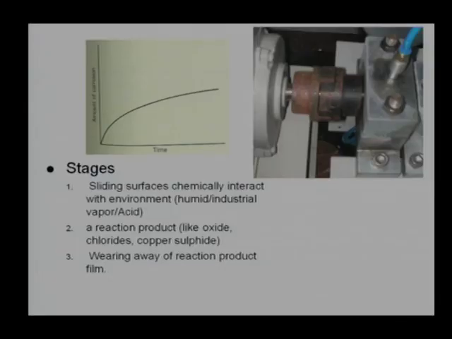So, a few points on this. We say that it goes in three stages. The sliding surface first chemically interacts with the environment. It can be humidity, or it can be acid, or any industrial vapor or steam.